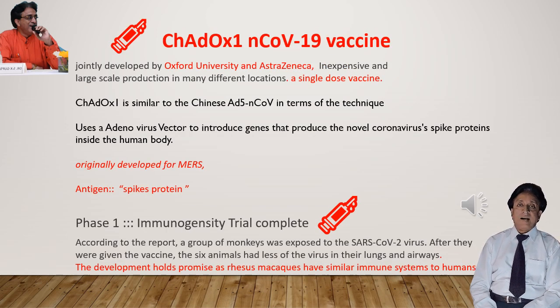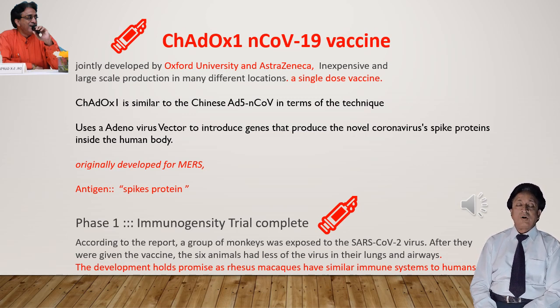The second candidate among the popular vaccines, the front-line runners for the vaccine, is the ChAdOx1 nCoV-19 vaccine, which is being developed jointly by the University of Oxford in Britain and AstraZeneca, the pharmaceutical giant. And the vaccine is similar to the Chinese Ad5-nCoV vaccine in terms of technique.